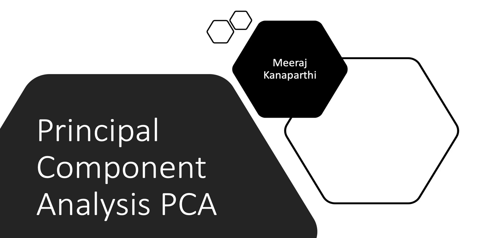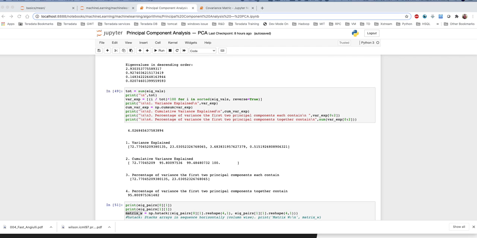Hello everyone. Today let us discuss principal component analysis. This is one of the important algorithms in machine learning. It is used for feature reduction and also for classification. There are a few sets of algorithms that we have to look into.